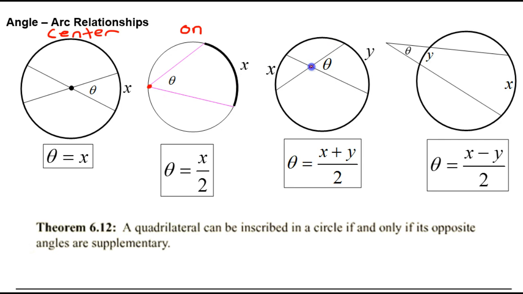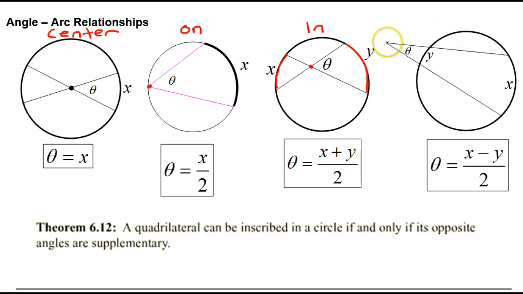Sometimes the vertex is just randomly inside the circle, not necessarily at the center, just anywhere in the circle. In that case, we have two arcs now, arc X and arc Y. So the angle is arc plus arc divided by 2 in that case.